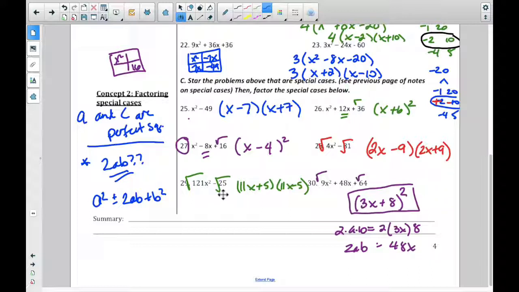Okay, so hopefully you've got a summary. We will work on factoring a lot in the next couple of days, in the next couple of weeks.